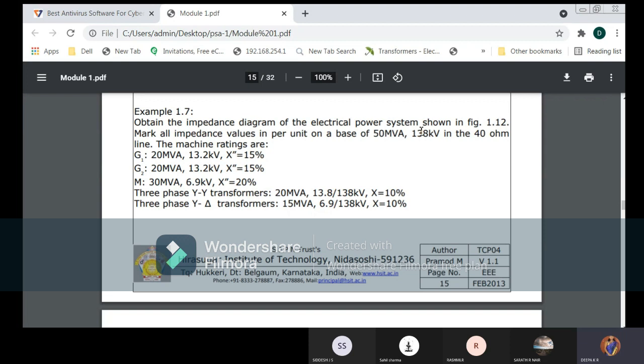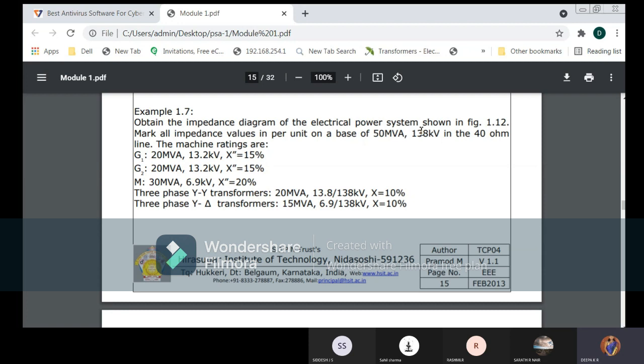So this statement is going to give you a new attention, because they are saying that this will act as a new base value, that is the new MVA for the 40 ohm line, because transmission lines are given in the diagram, right? So you have to consider 50 MVA, 138 kV as the new base for the 40 ohm line. So note down the data: 50 MVA is the new value.